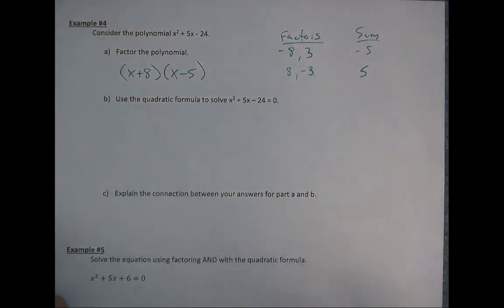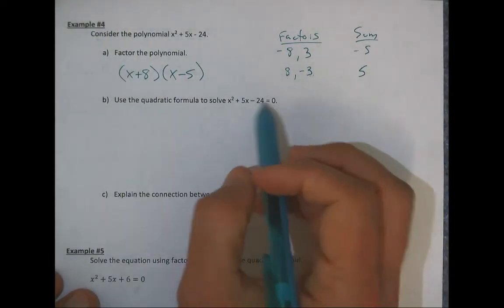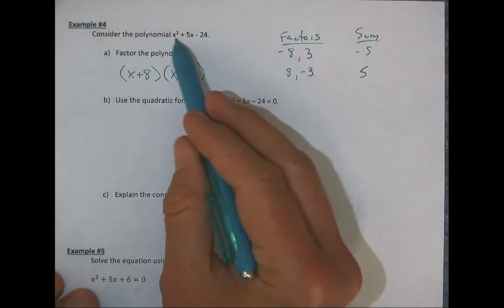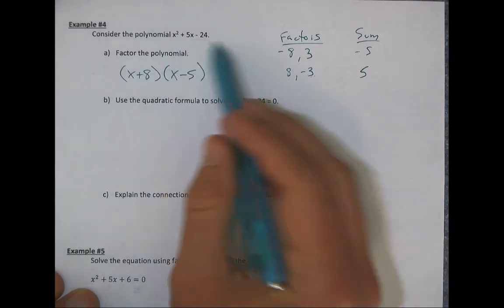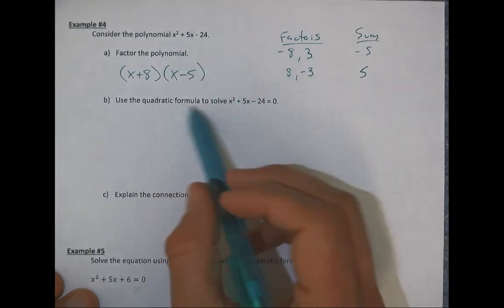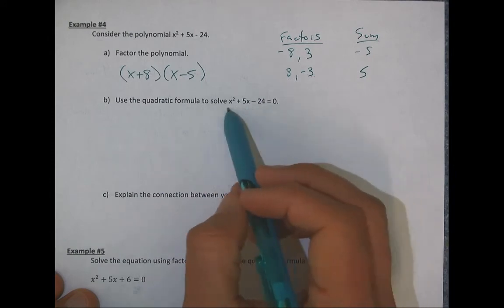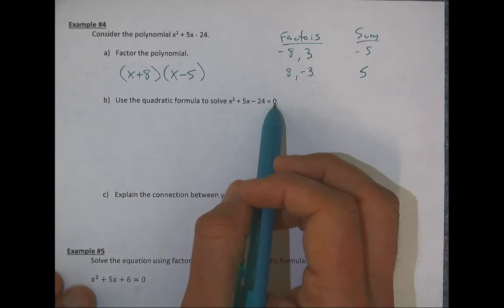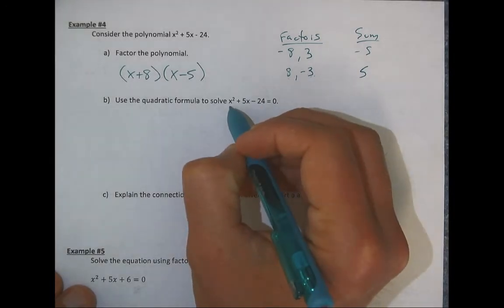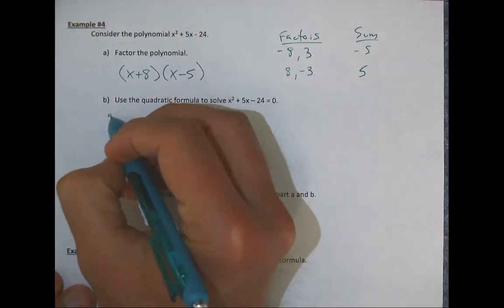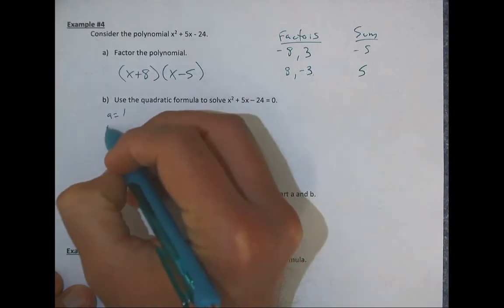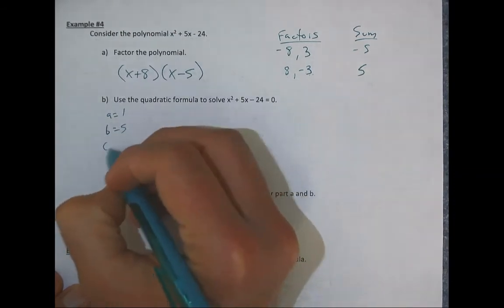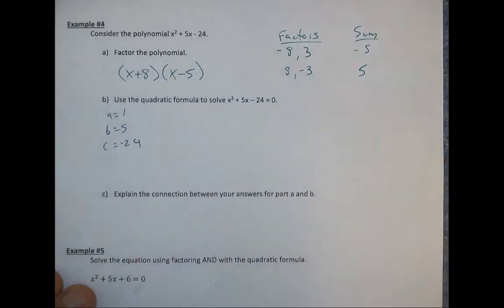All right, so step B now. I want you to use the quadratic formula to solve this. So notice that this side here is the polynomial that we factored. Now, using the quadratic formula, your A, B, and C, if this is all equal to 0, remember, you can't use the quadratic formula unless it's all equal to 0. Go ahead and solve it. So A is 1, B is 5, and C is -24.